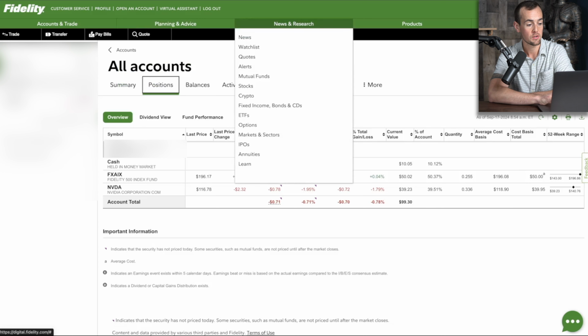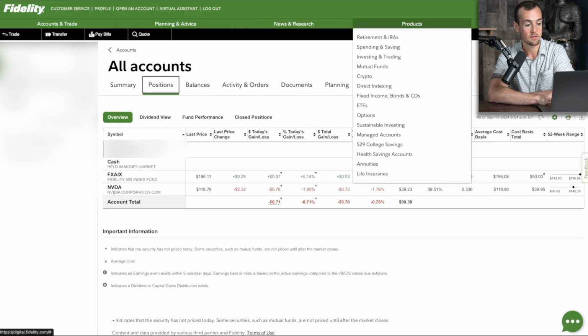Under news and research, you can do research on all of these different types of financial assets. Products is going to show you all the different offerings they have. They even get into life insurance, annuities, health savings accounts, 529s, you name it, and Fidelity has it built in if it's related to investing or managing your money.